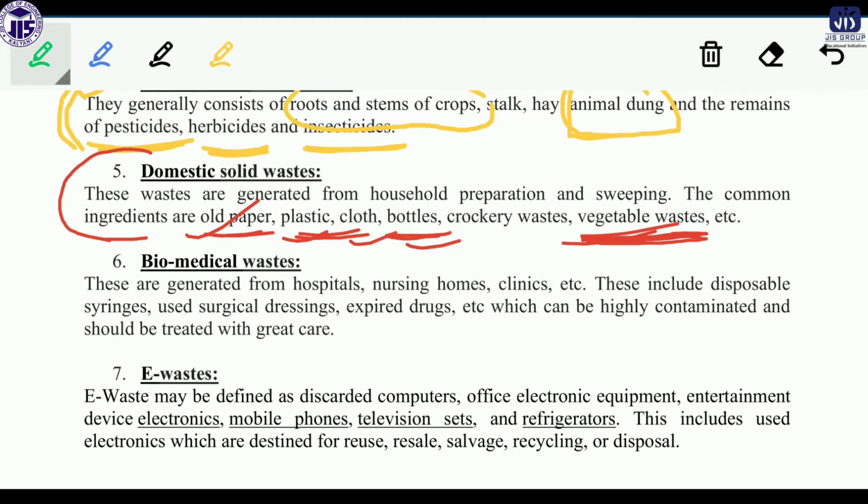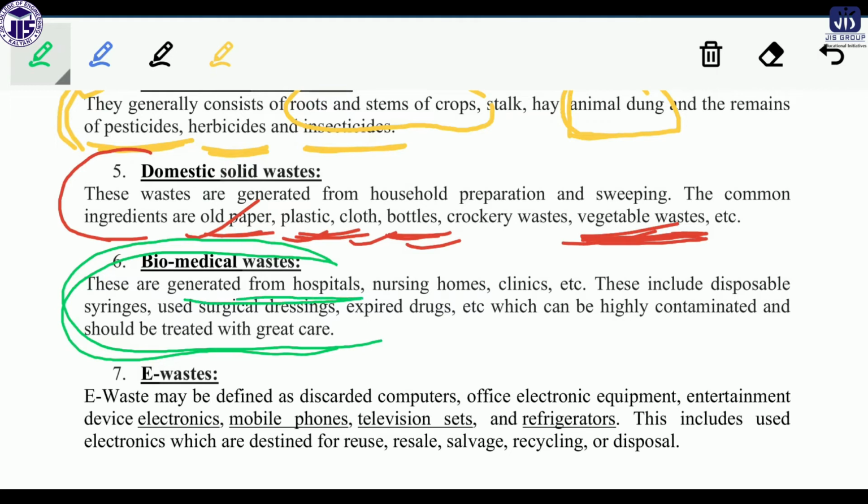Come to the most dangerous type of solid waste, and this is biomedical solid waste. Why am I saying dangerous? Because biomedical solid waste carries some kinds of germs. That's why it is very dangerous, and we should be very careful in the disposal process when disposing of biomedical solid waste. Now, what is biomedical solid waste? It is generally generated from hospitals, nursing homes, clinics. Different kinds of things are produced, including disposable syringes, used surgical dressings, expired drugs, etc., which are highly contaminated and should be treated with great care.